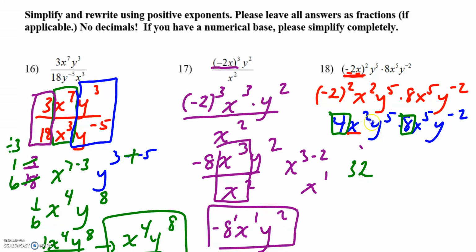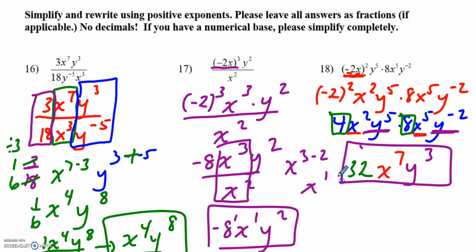However, I do have x squared and x to the fifth as like bases, so I'd add those exponents to get x to the seventh. And then I would have y to the fifth, y to the negative second. You could flip this, but I think it's easier in this circumstance to just add your exponents, and 5 plus a negative 2 is y to the third. So your final answer will be 32 x to the seventh, y to the third power.